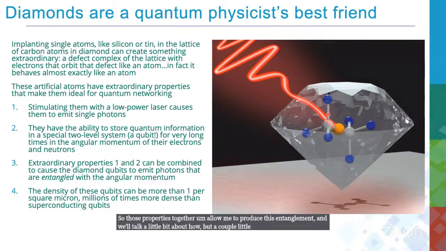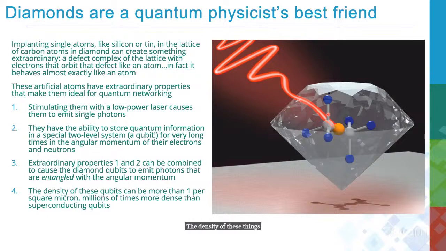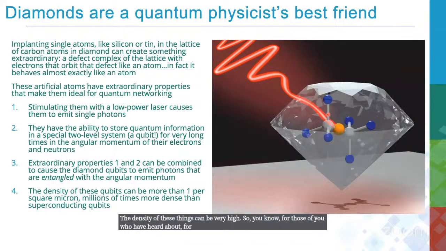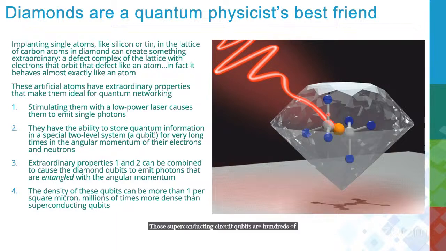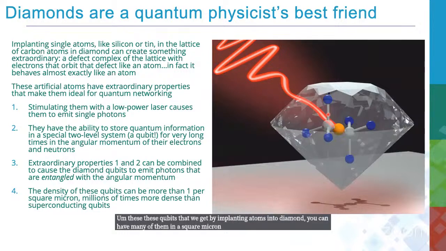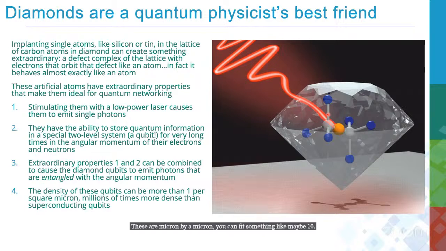But there are a couple more properties, some more of the reasons we're choosing this particular system. The density of these things can be very high. For those of you who have heard about the amazing results from, say, Google and IBM making superconducting circuit qubits, those qubits are hundreds of microns on a side, if not millimeters on a side. So you can have a qubit approximately every millimeter. With these qubits that we get by implanting atoms into diamond, you can have many of them in a square micron, so in essentially one millionth of the area. With the other, you sort of fit one qubit in a millimeter by a millimeter. With these, in a micron by a micron, you can fit maybe 10. So it's millions of times higher qubit density.